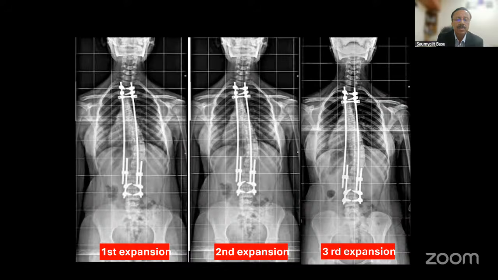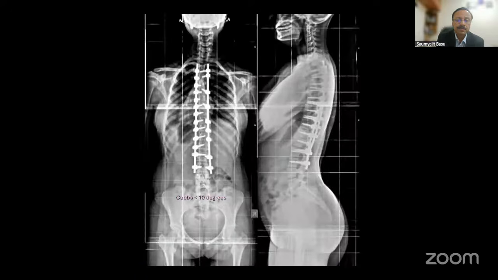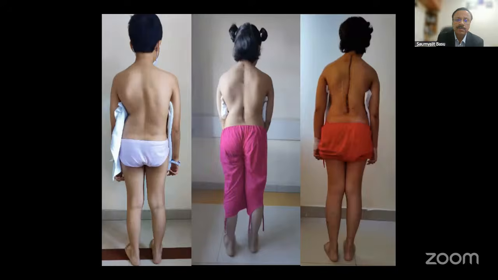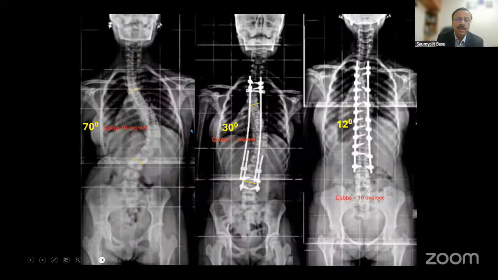And then I ultimately did a long segment fusion, and as you can see, from T2 to L4 she was fused, and this was from 70, came down to 30, to came down to 12.